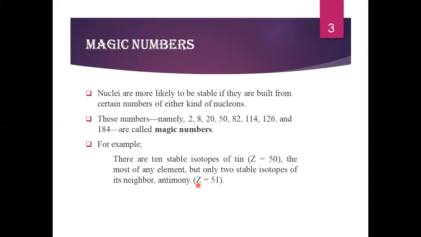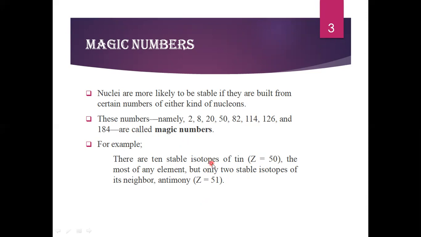The next one is the magic numbers. The numbers like 2, 8, 20, 50, 82, 114, 126, and 184 are called magic numbers because if the nucleus is made up of nucleons that have the magic numbers, then the nuclei of such elements are said to be stable. For example, there are 10 isotopes of tin, having atomic number 50, that is, proton number 50, the most of any element.